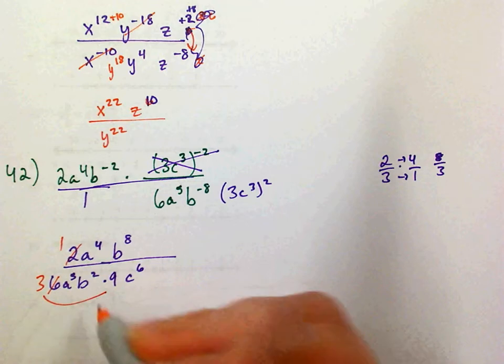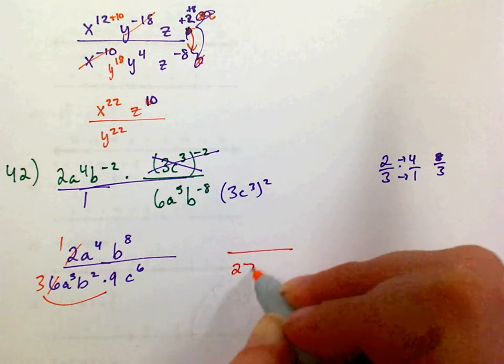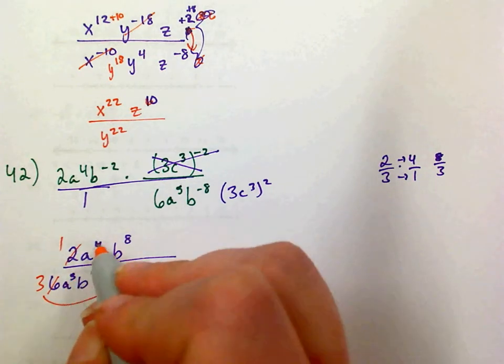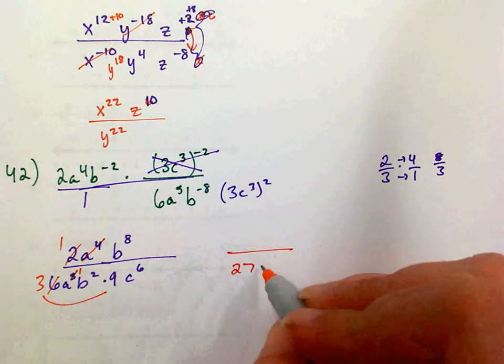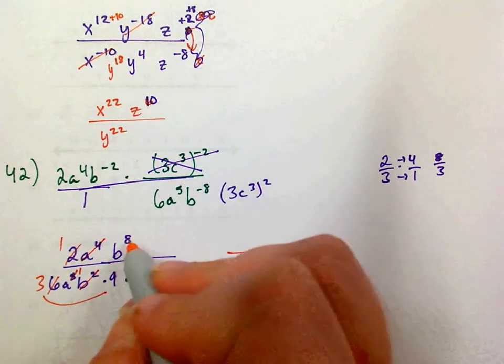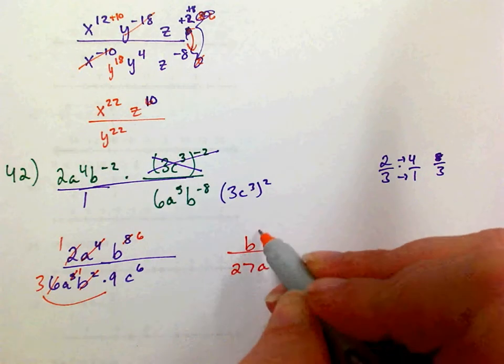I've got 5 a's on bottom, 4 on top, so I've got 1 on bottom. I've got 2 b's and then 8, so 6 on top. And then I've got 6 c's on bottom, and there's your answer.